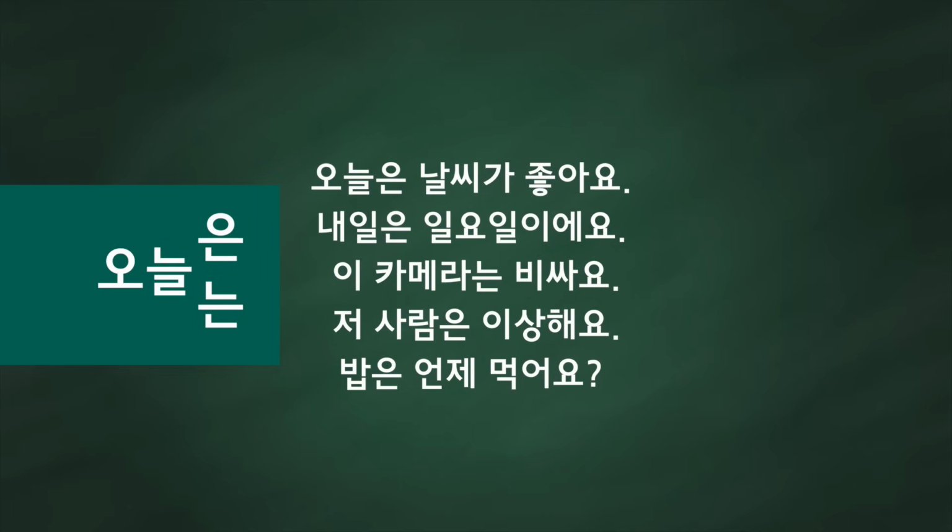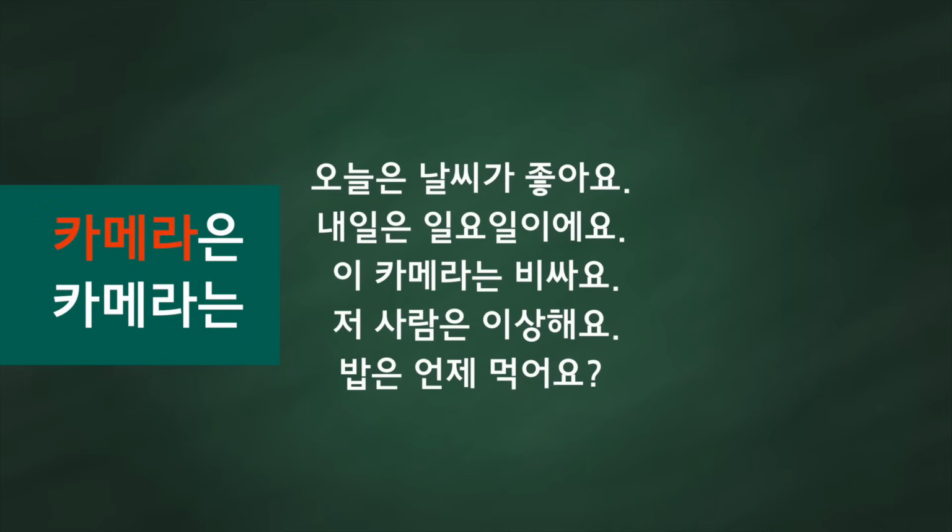So 오늘 ends with a consonant, 리을, so you say 오늘은 rather than 오늘는, which is harder to pronounce, and 내일, which means tomorrow, ends with a consonant, 리을, so you say 내일은 rather than 내일는. 카메라 ends with a vowel, so you say 카메라는 rather than 카메라은, which is a bit more inconvenient to pronounce. You get the idea. So 은 and 는 are the same thing.